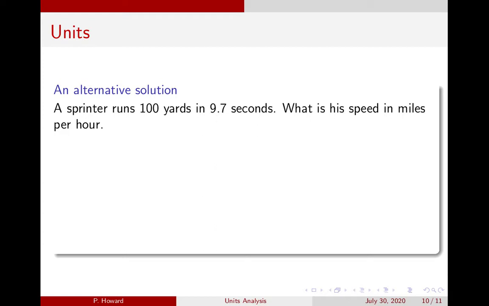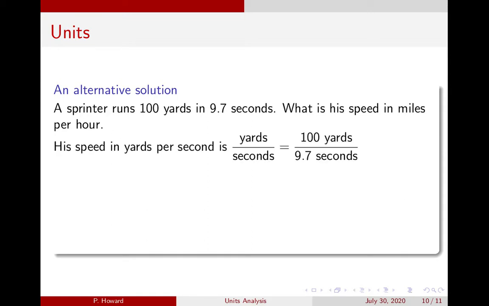There are probably several ways of doing this problem. This is a repeat of the previous problem. I'm going to try an alternate solution here. So in this alternate solution, we will first calculate his speed in yards per second. Yards per second, you find by dividing the number of yards by the number of seconds. So 100 yards over 9.7 seconds. I'm not going to do any calculating until the end of this solution.